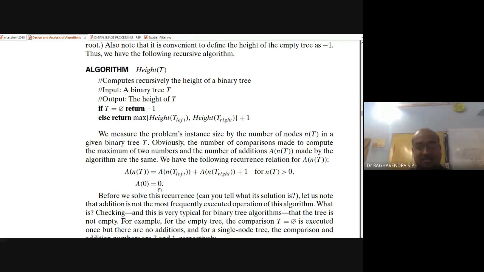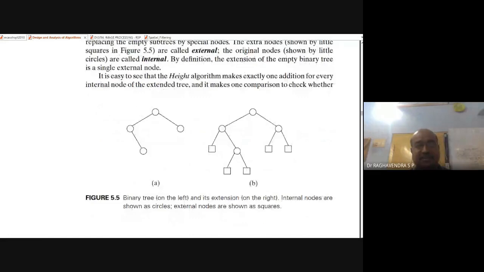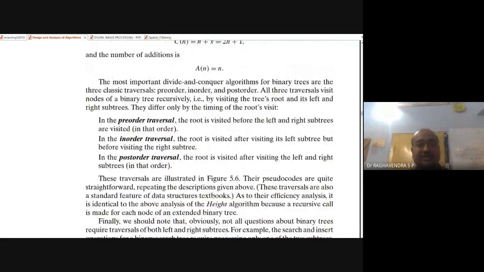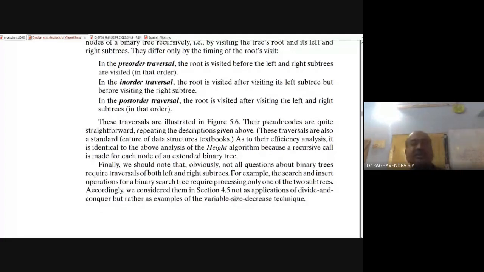So these are the examples. Let us take an example here. Before that, we are going to take the process of visiting. This is called a traversal. What is pre-order traversal, what is in-order traversal and post-order traversal? Let us discuss.